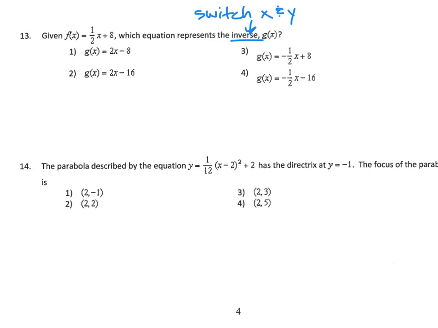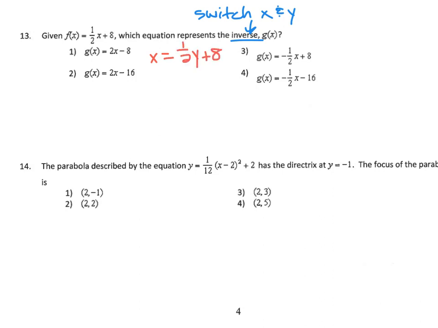All right, number 13 wants us to find the inverse, which they're calling g of x, of f of x. So we know inverse means to switch the x and y values. Technically, this f of x represents a y value, so we're going to switch this to an x, and this x to a y. That leaves us with x equals 1/2 y plus 8.